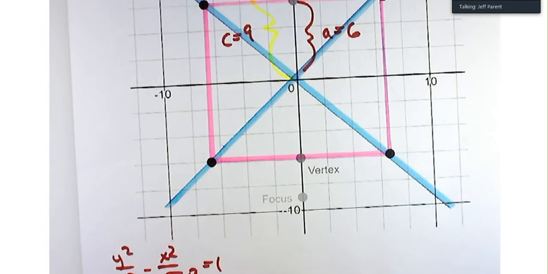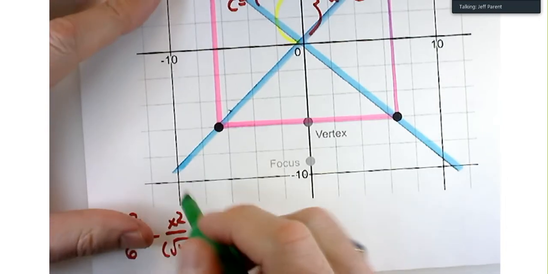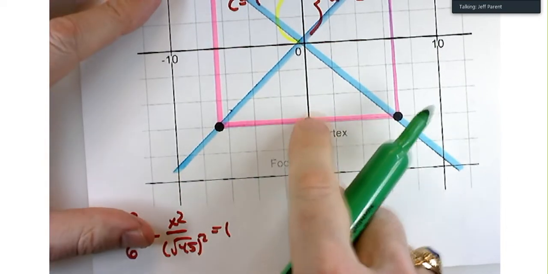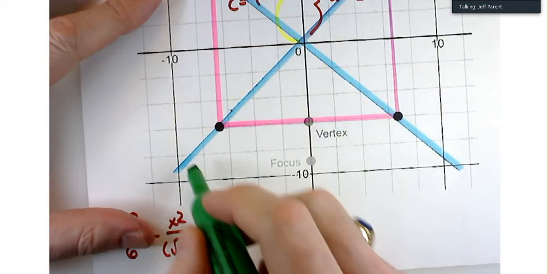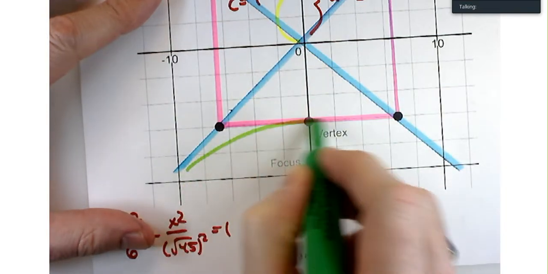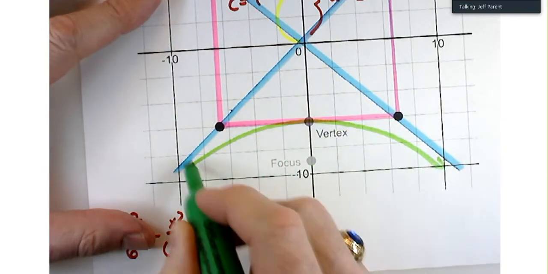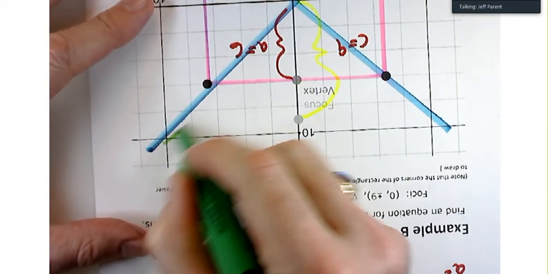Last but not least, these open up and down and around each focus. Make sure that they touch the vertex. A lot of times people want to draw them to the center and do other crazy things. Should look like that right there. And let's do the tops as well.